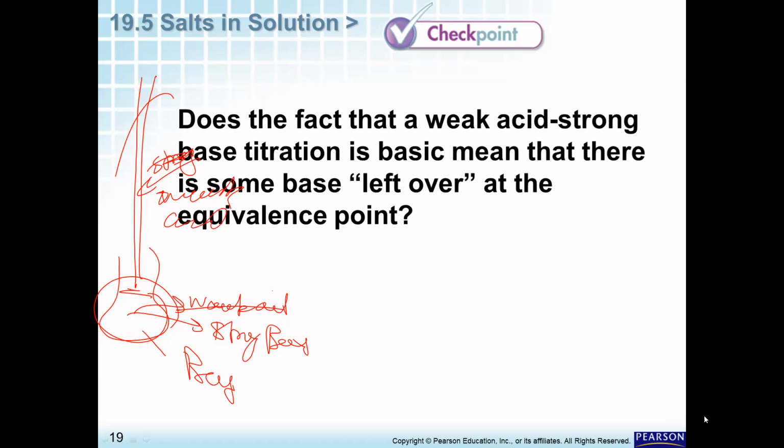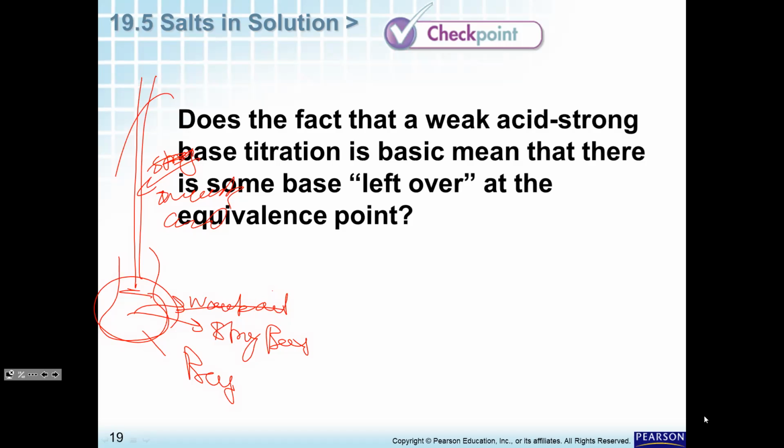So it is basic not because something is left. How could it be left? We said that in a titration, when we do a titration, we reach a point where all the acid and all the base has been consumed. That is the meaning of equivalence point.